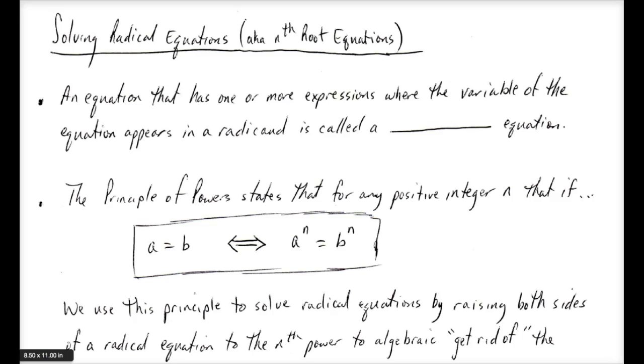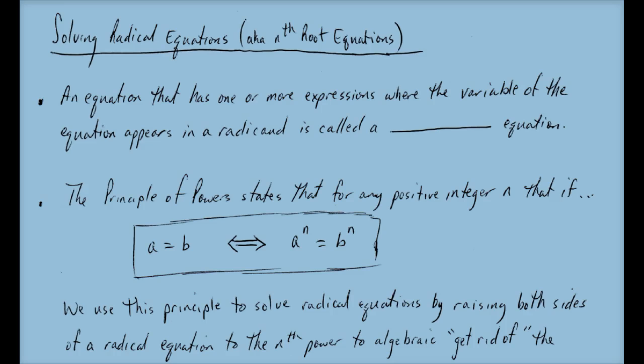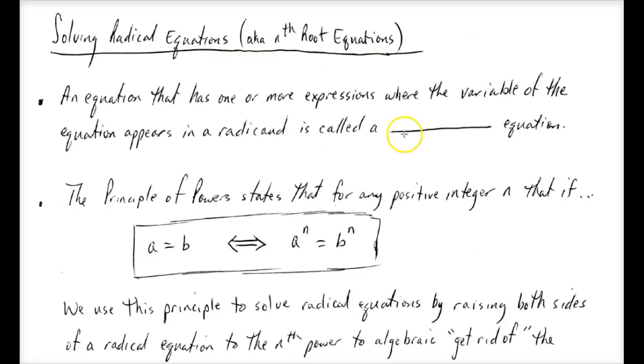And so we start off by defining what a radical equation or an nth root equation actually is. So we see here that an equation that has one or more expressions where the variable of the equation appears in the radicand is called a radical equation. Okay? So here we would just put radical equation.